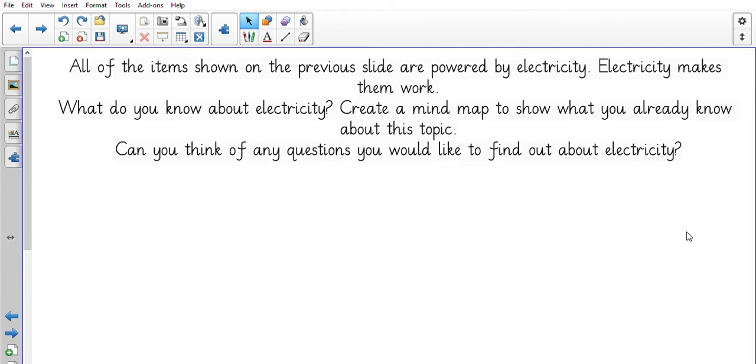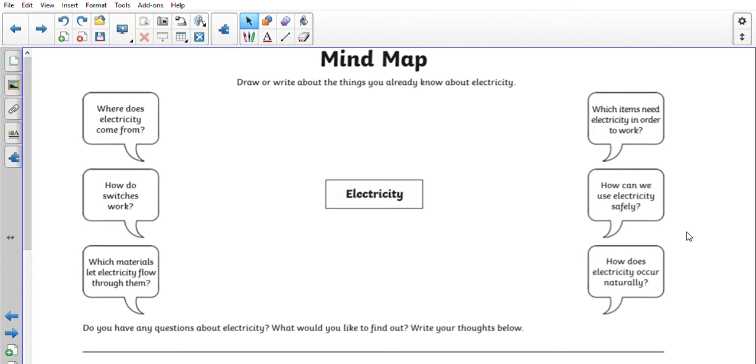So what I want you to do now is, in your workpack you have got a mind map. And I want you to draw or write about any of the things you already know about electricity and then write down if you have any questions.